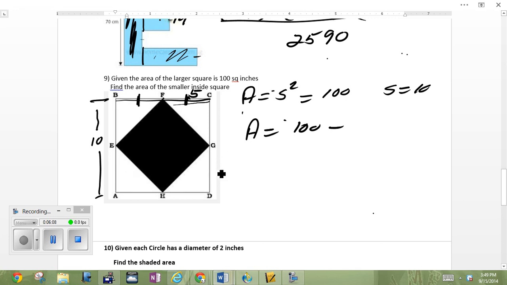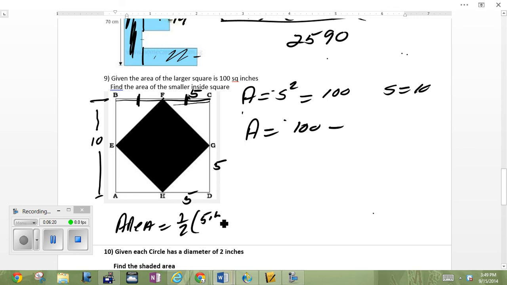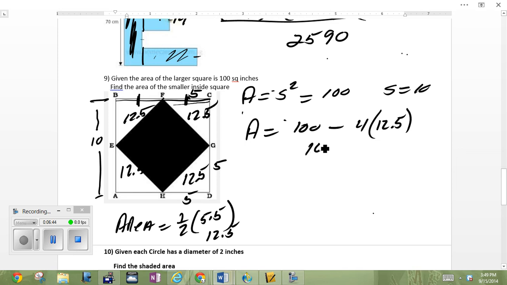Well, what's the measurement of each of these triangles? Well, it's 5 and 5, and the area of our triangle is equal to 1/2 the side times the side. So that's 1/2 of 25, which is 12.5. Well, guess what? This is 12.5, this is 12.5, this is 12.5, and this is 12.5. So it's 100 minus 4 times 12.5, which is 100 minus 50, which will tell you that that shaded area there is 50 square units, okay?